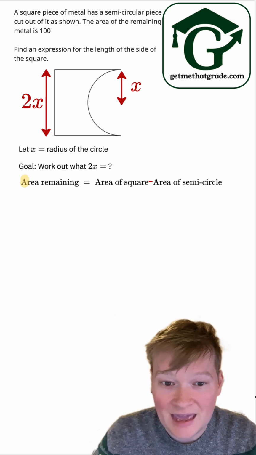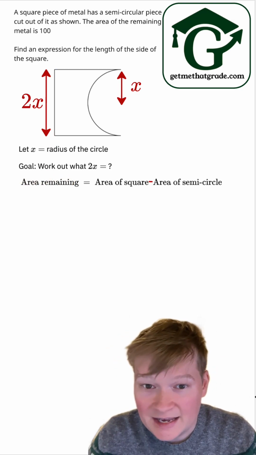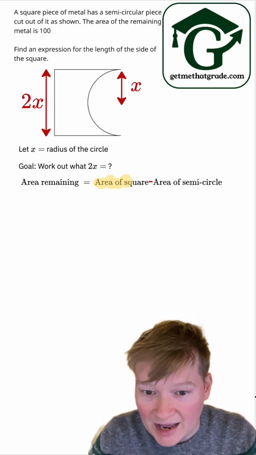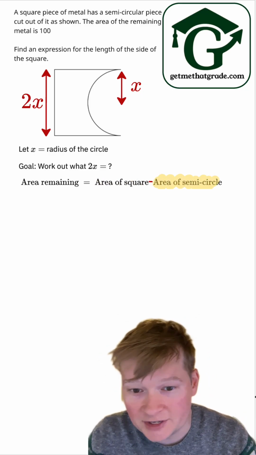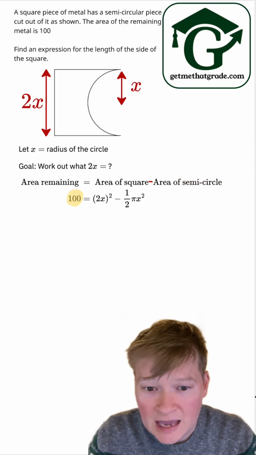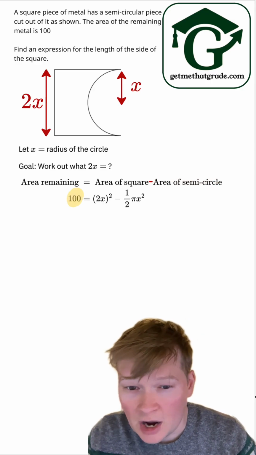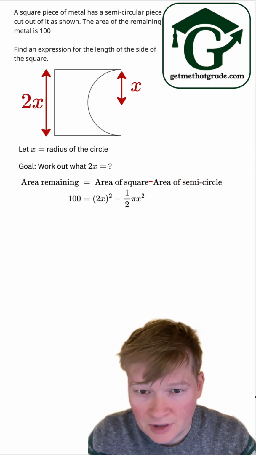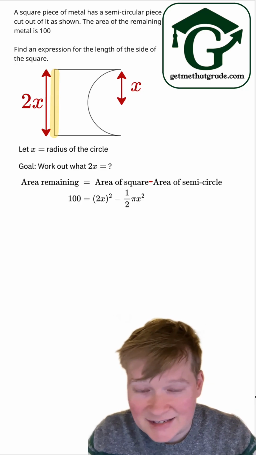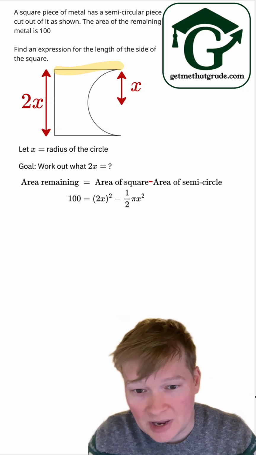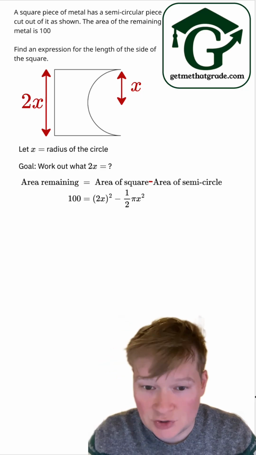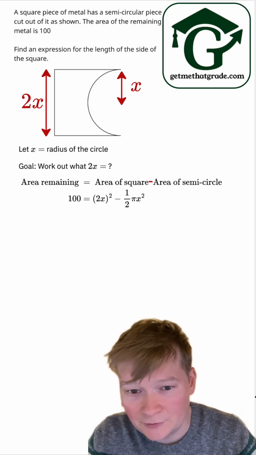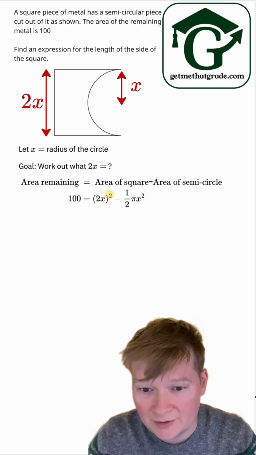We notice that the area remaining is equal to the area of the square, before we cut the piece out, minus the area of the semicircle that's been cut out. The area remaining was 100, we were told that in the question. The square has dimensions 2x by 2x, it's a square, the side lengths are the same. So the area is 2x multiplied by itself, 2x all squared.